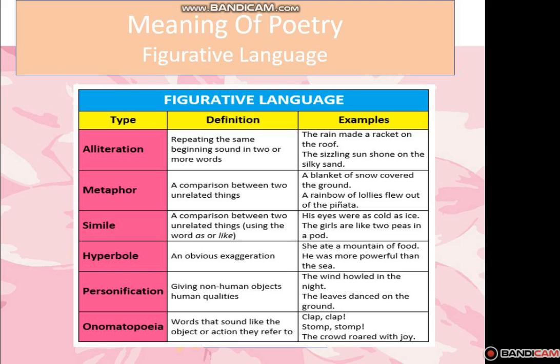Okay, and next, onomatopoeia. Onomatopoeia is also a kind of figurative language. Its definition is words that sound like the object or action they refer to. The words sound like the real object. For example, clap clap. You know clap clap? Okay, there is a clap clap. The sound and the action are the same. Clap clap is really the same as the action itself. Stomp stomp, and the crowd roared with joy. So it is words that sound like the real object.